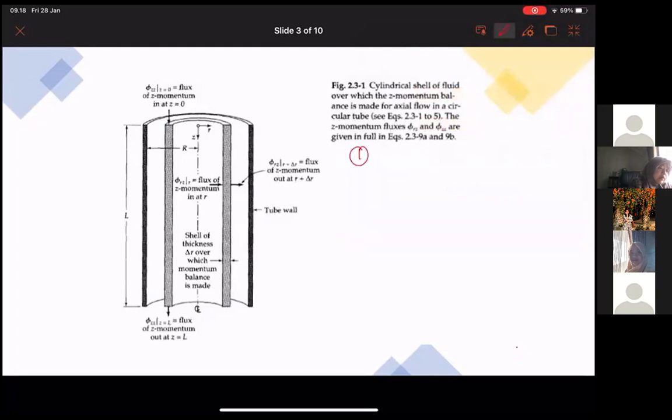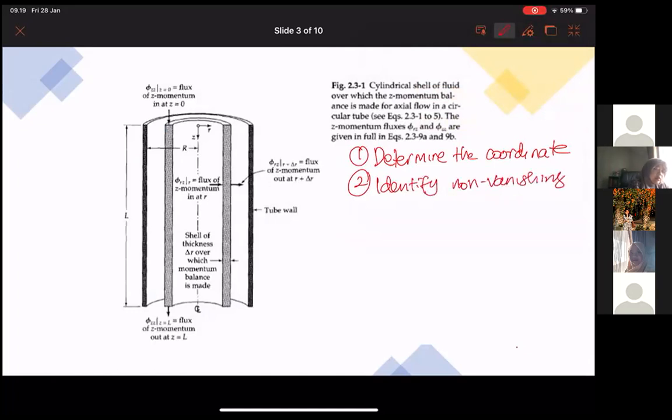Okay, I'll write here. Determine the coordinate. The second one we have to identify non-vanishing velocity. And the third one, sketch shell momentum balance.